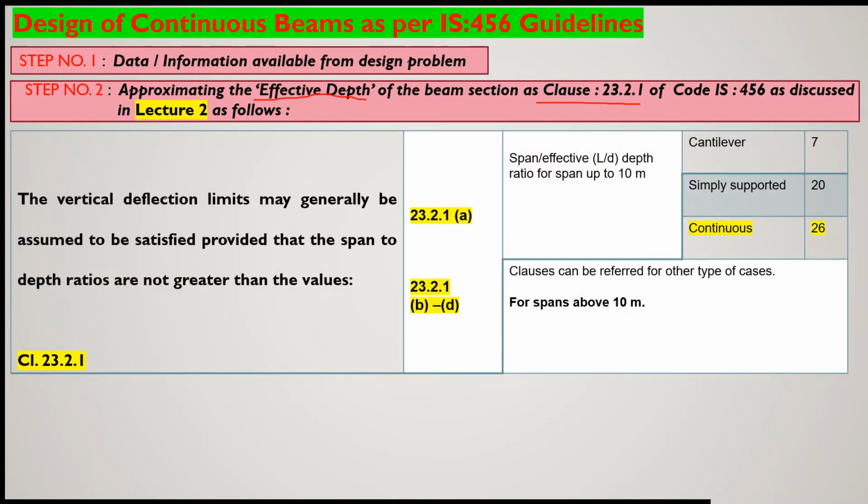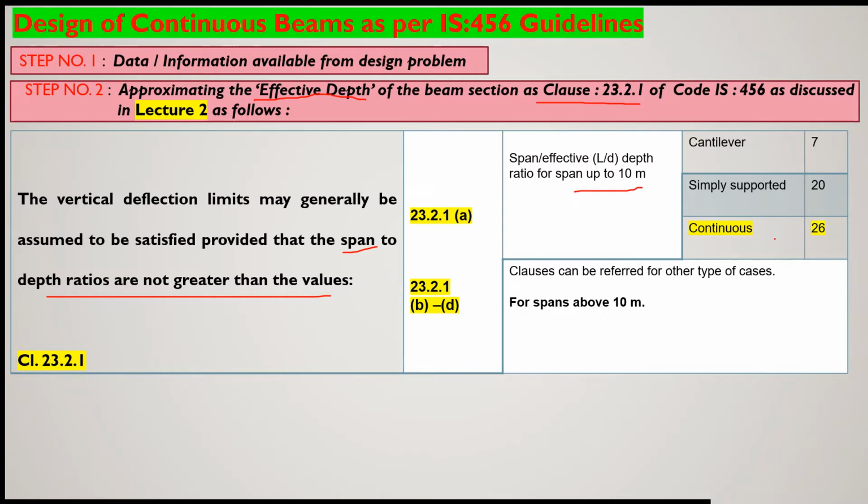So here you have to assume the effective depth of the section as per this clause, based on the deflection criteria, because Indian Standard 456 limits the deflection value. So what is the code saying in 23.2.1 (a)? Span upon effective depth ratio. When the span of the beam is up to 10 meters, then depending upon whether it is cantilever, simply supported or continuous, the L by D ratio is clearly mentioned, and span to depth ratios are not to be greater than these values. So this is the maximum value. In the case of a continuous beam, the L by D ratio as limited by the code is a maximum of 26.